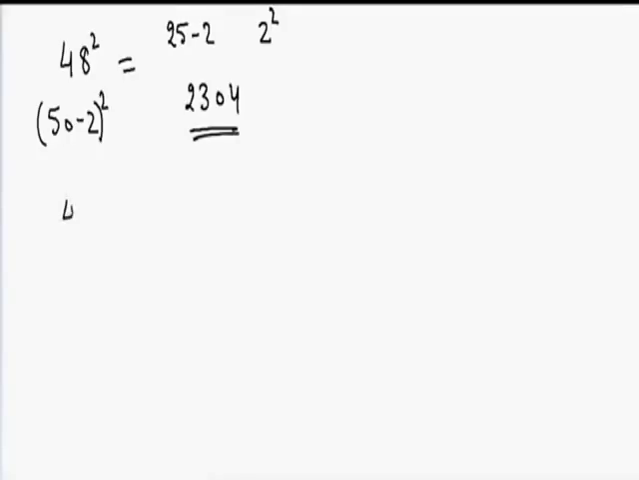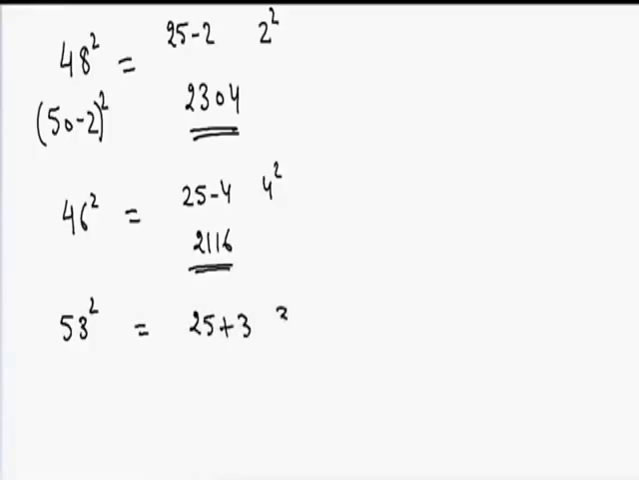Another example is 46 square. In this case we'll subtract 4 from 25 and do 4 square. So the answer will be equal to 2116. Let's take another example. If I have 53 square, then in this case it will be 25 plus 3 and then 3 square. So the answer will be equal to 2809.